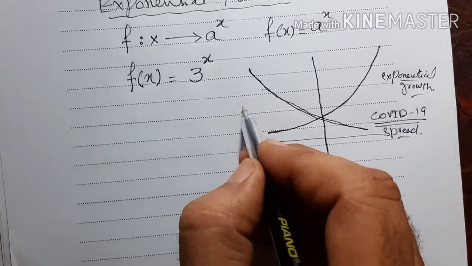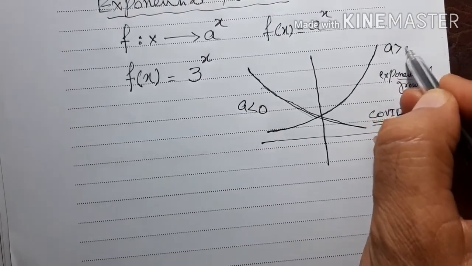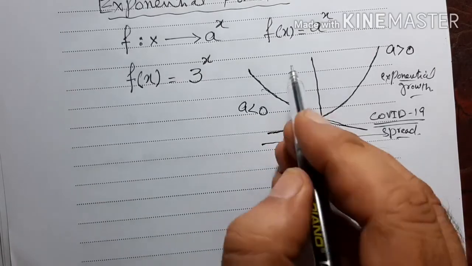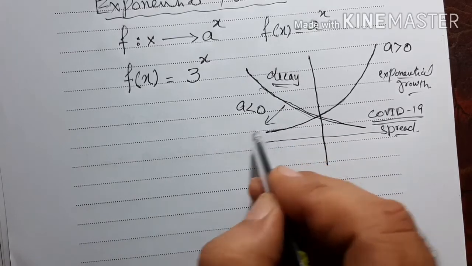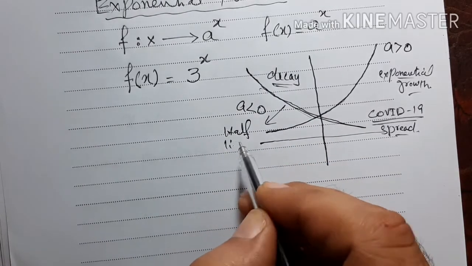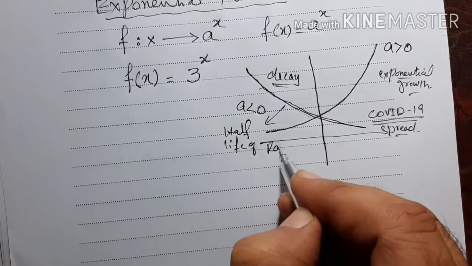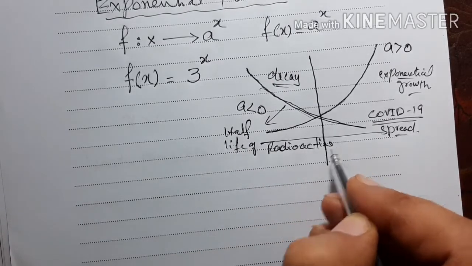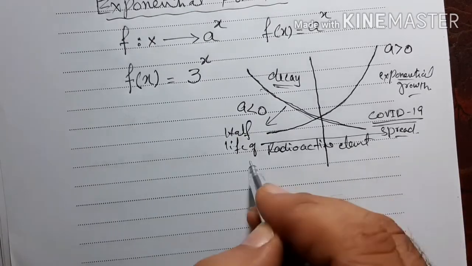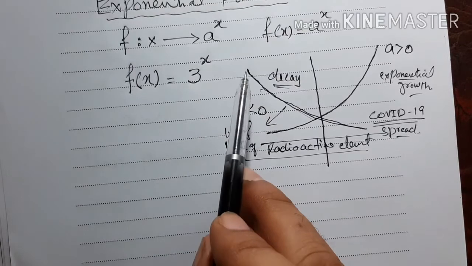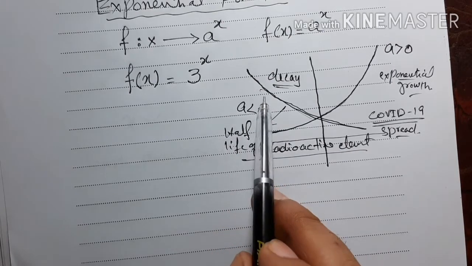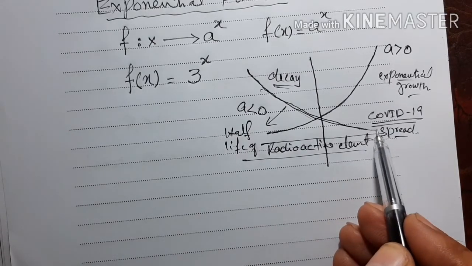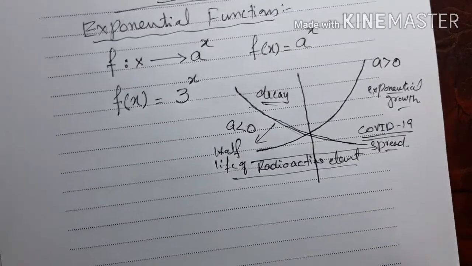We can also see this is also the graph of an exponential function when your base is negative. This is for a greater than 0. So this is called decay graph. The best example of this graph is the half-life of a radioactive element. The physics students can easily understand what is the radioactive element half-life. It goes like this. At the start it is decreasing at a very fast rate, and then at the end the decrease rate is very slow. So this is called exponential function.